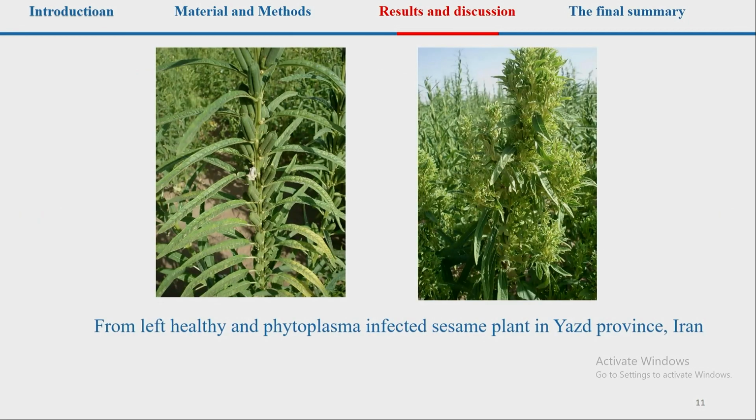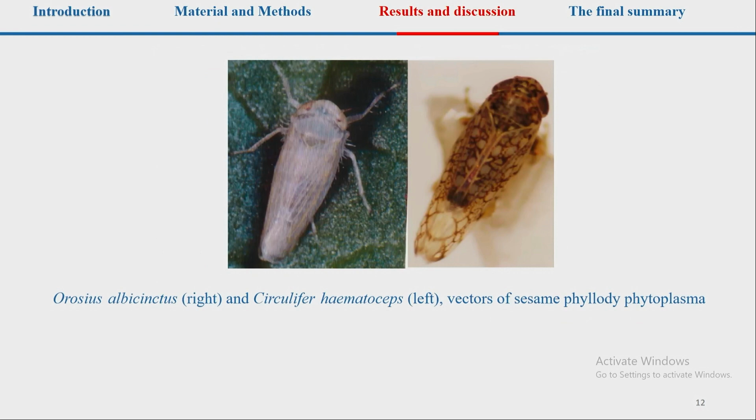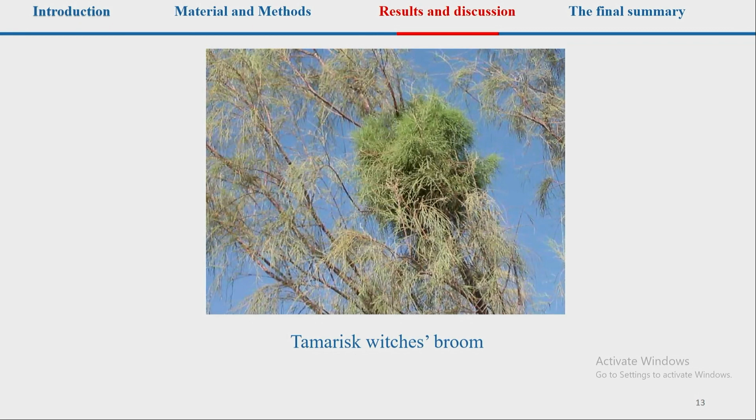Sesame phyllody: the main phytoplasma associated with sesame phyllody is subgroup D, and also group 9 and clover proliferation. Orosius albicinctus and Circulifer haematoceps are the two main important vectors of phytoplasma disease in Iran, especially in central and southern provinces of Iran. Tamarix witches' broom is associated with peanut witches' broom phytoplasma, Aster yellows phytoplasma, and clover proliferation.